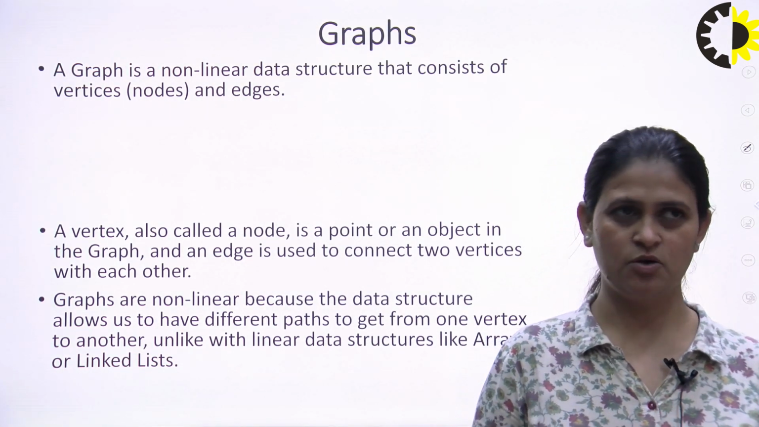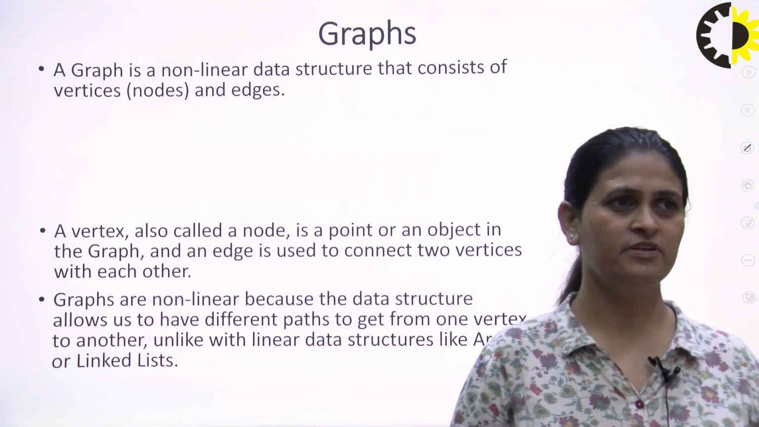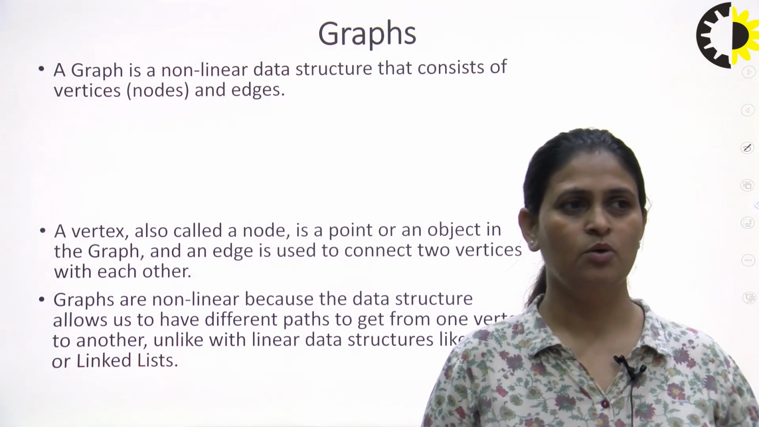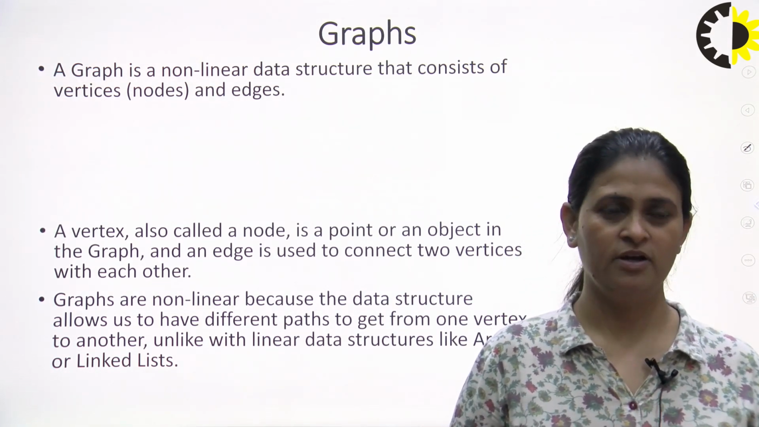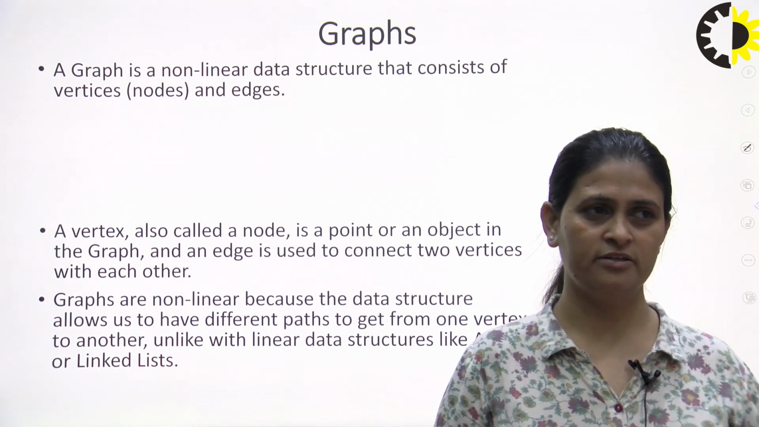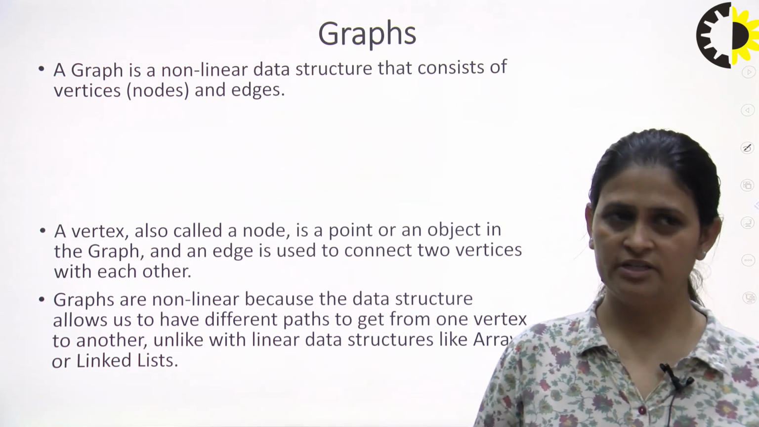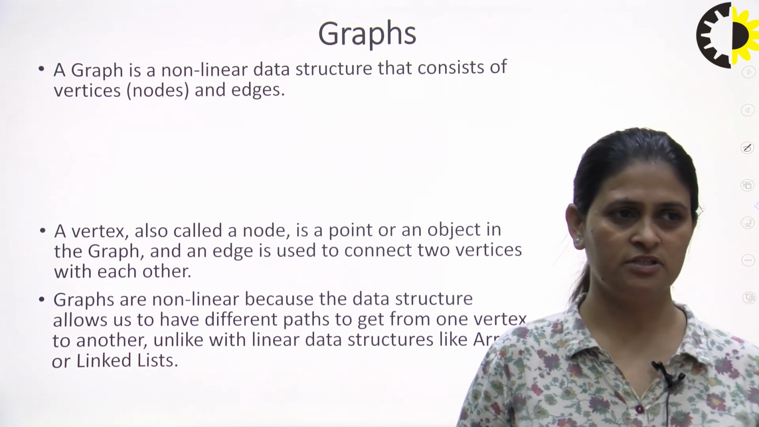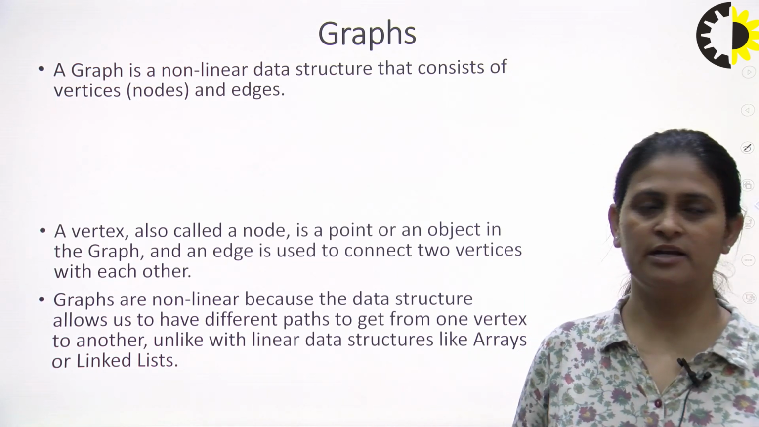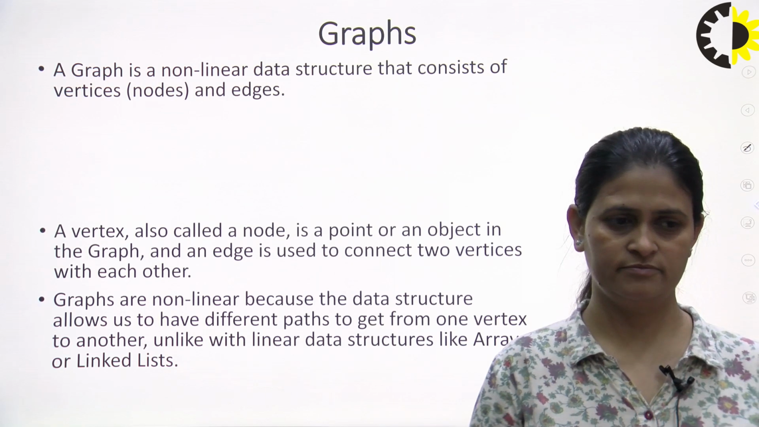Today I will discuss the topic graph and its types. A graph is a non-linear data structure that consists of vertices and edges. A vertex is also called a node or object in a graph, and an edge is used to connect two vertices with each other. Graphs, as non-linear data structures, allow us to have different paths to get from one vertex to another, unlike data structures like an array or linked list.